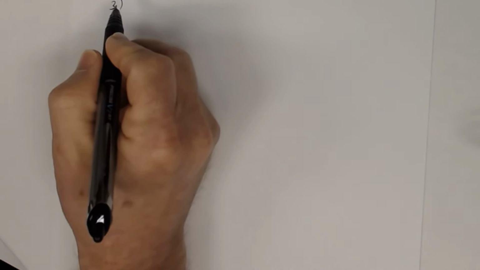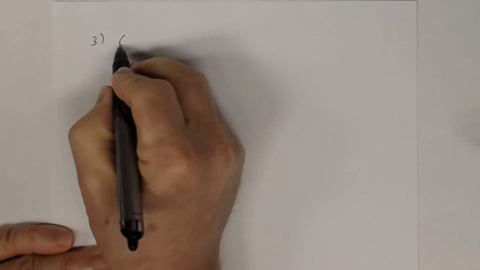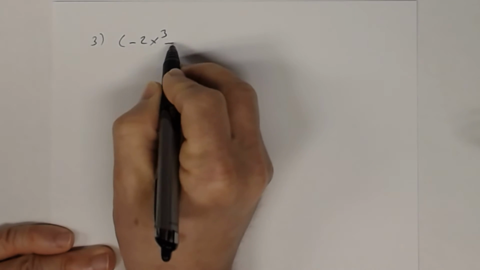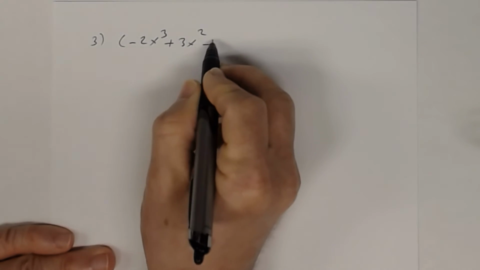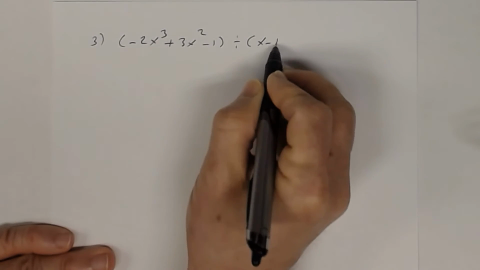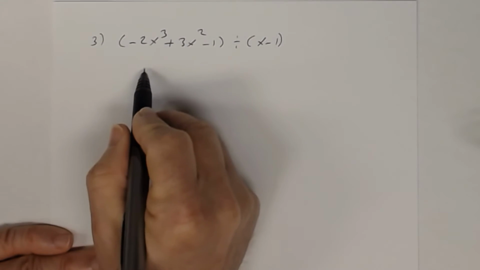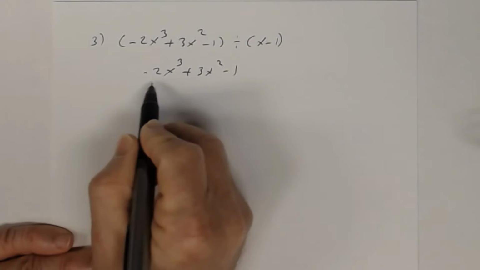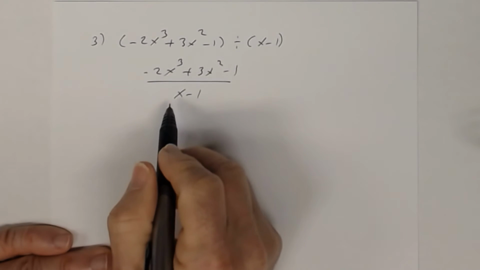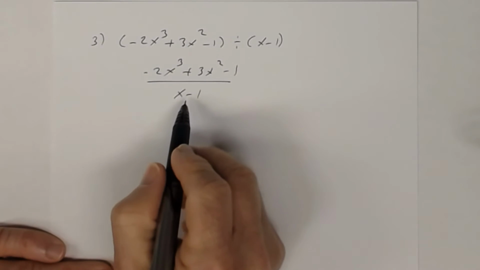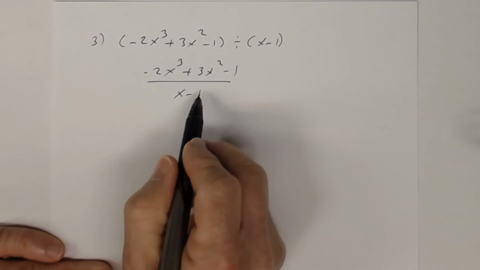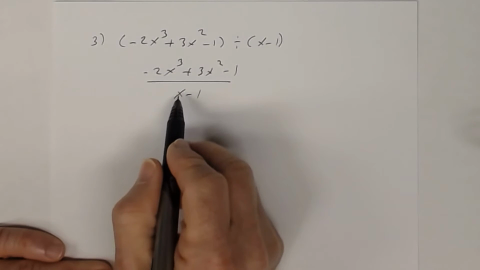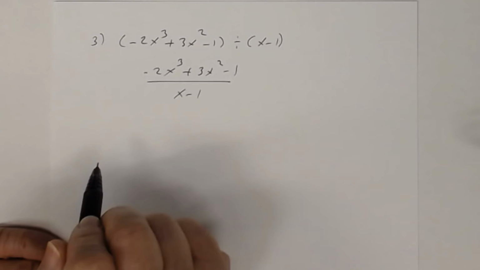Okay, let's look at number 3. All right, number 3, we have -2x cubed plus 3x squared minus 1 divided by x minus 1. So I'm going to rewrite this as -2x cubed plus 3x squared minus 1 divided by x minus 1. And again, the directions say to use synthetic division. I can use synthetic division here because the divisor is linear and the coefficient of x is 1.